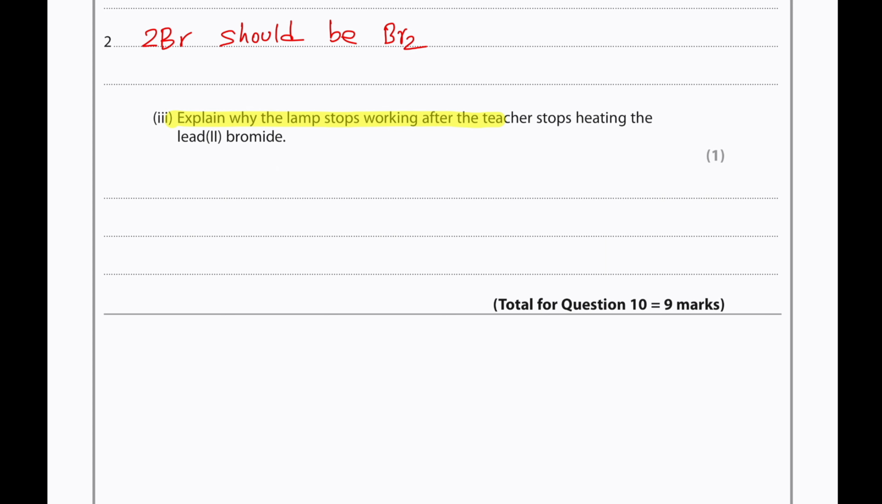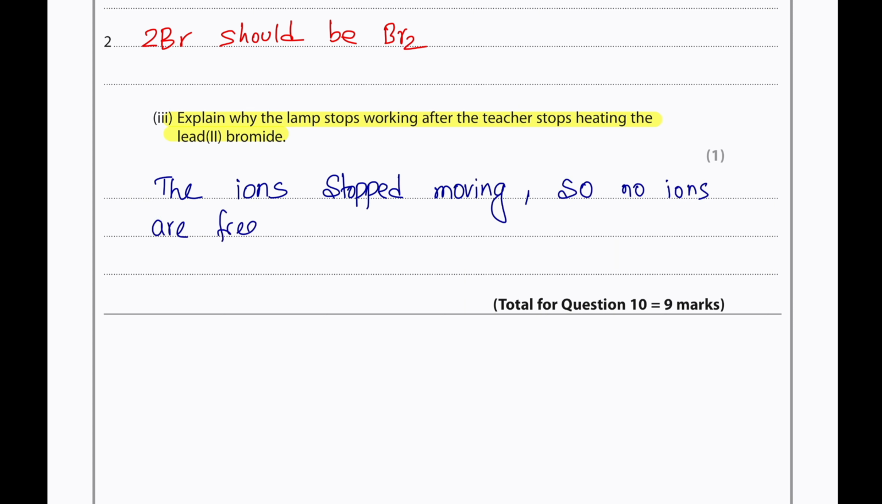Explain why the lamp stops working after the teacher stops heating the lead bromide. So, when the teacher stopped heating, the ions which were free stopped moving, and thereby they were unable to conduct electricity.